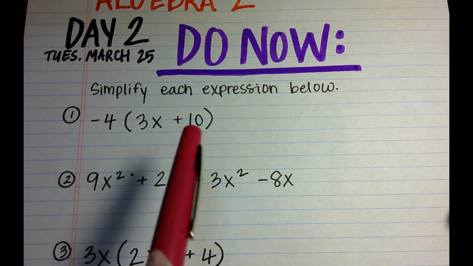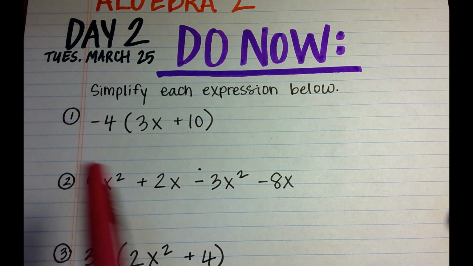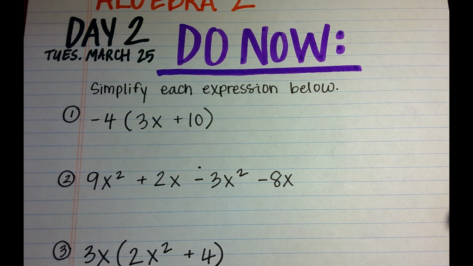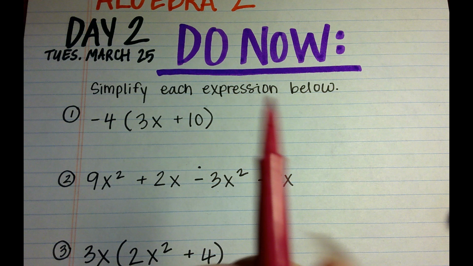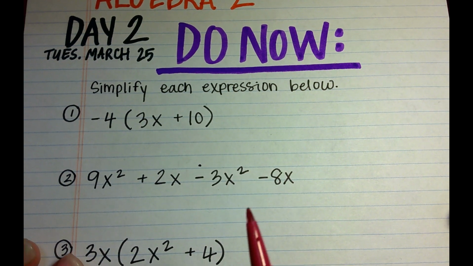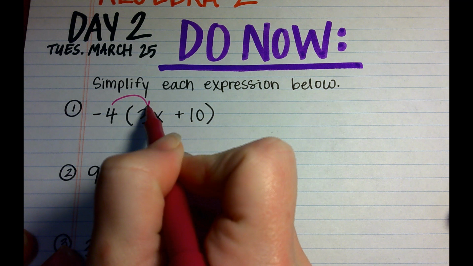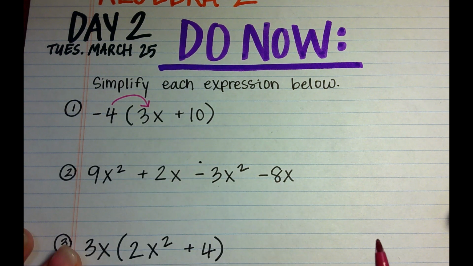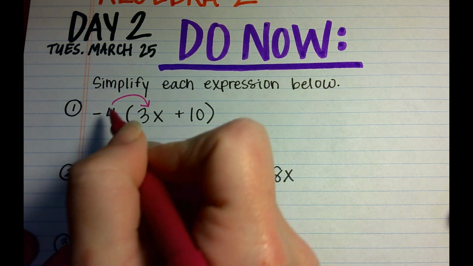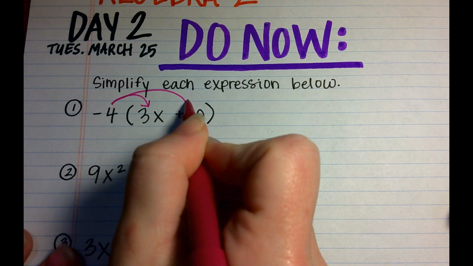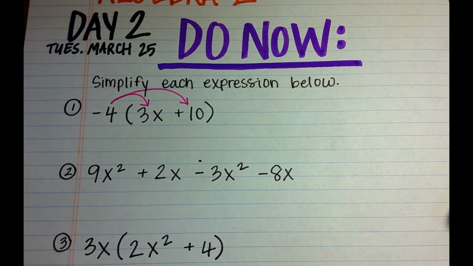Can anybody tell me what is going on here? What are we going to need to do to simplify this? We're going to need to distribute, absolutely. So how would I go about doing that? -4 times 3x. -4 times 10. Good.